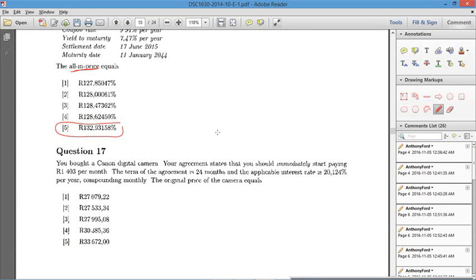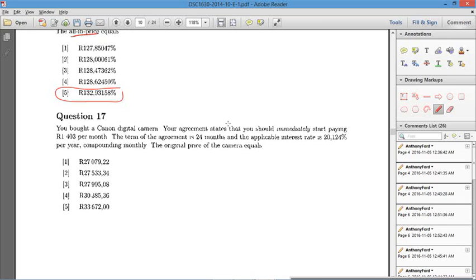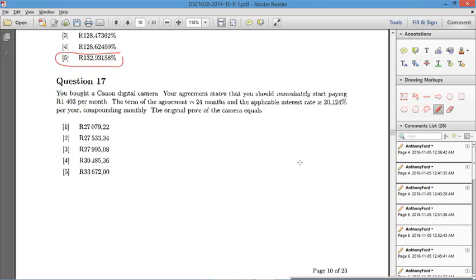Okay, 17: you bought a Canon digital camera. Your agreement states that you should immediately start paying that amount per month. In terms of the agreement, it's 24 months with applicable interest rate compounded monthly. What is the original price of the camera? So all you're going to have to do here is solve for the correct price, or the starting amount.